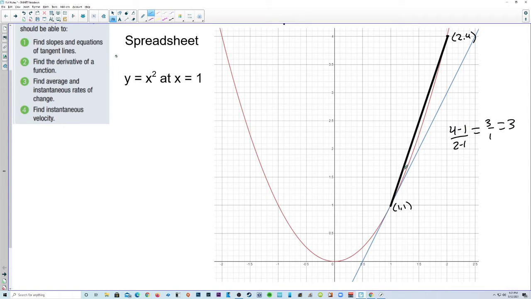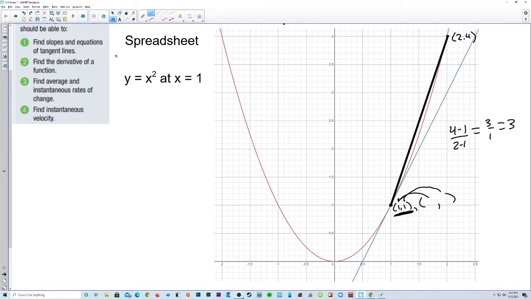Now we're going to work our way to the slope of the tangent line. The problem with the slope of the tangent line is there's only 1 point. So how are we going to find the slope of the tangent line with only 1 point? We need another point so that we can do y2 minus y1 over x2 minus x1. Well, here's what we do. We get closer and closer. Let's say we go to 1.5.